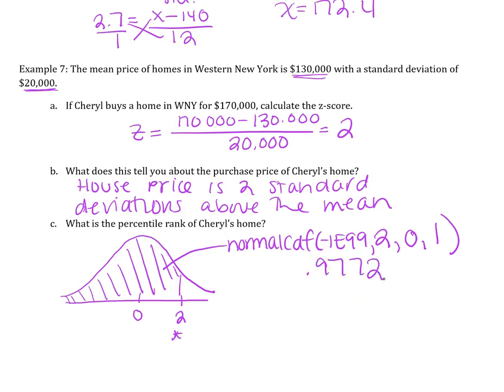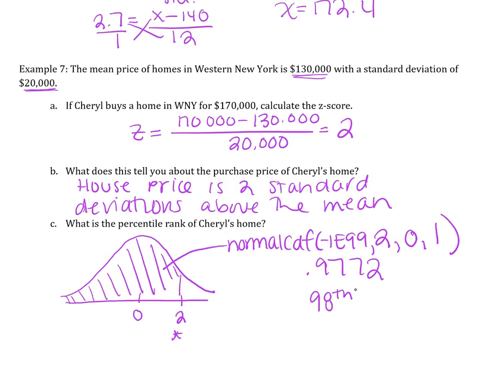Okay, so again, what this means is if you were to randomly select a house in Western New York, the probability of you finding a house that is less than or equal to $170,000, because that's representing the z-score of 2, is about 98%. So as far as percentile rank goes for Cheryl's house, her house is in the 98th percentile. So that means her house is as expensive or more expensive than 98% of the other houses in Western New York. And that's how we use normal CDF to help us calculate probabilities, which then allow us to calculate percentile ranks.